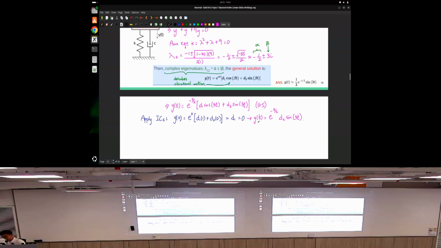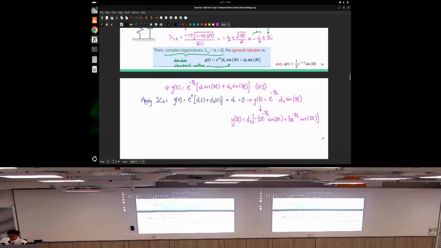So from here, you need to obtain y prime because you need to apply the initial velocity. From here, your d2 can be factorized out and you're going to have minus half. So use your product rule. So minus half e to the minus t over 2 times sine 3t, then plus e to the minus t over 2, 3 cosine 3t. Hold on, let me get some space here.